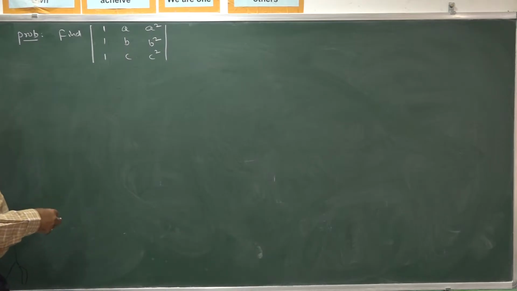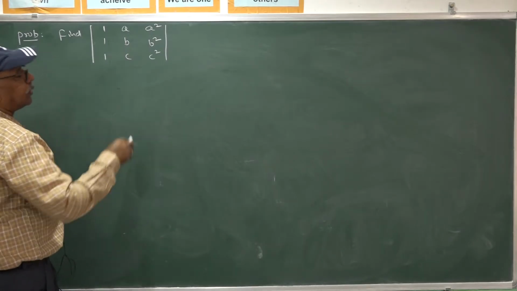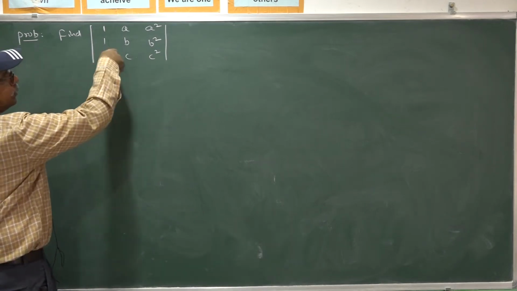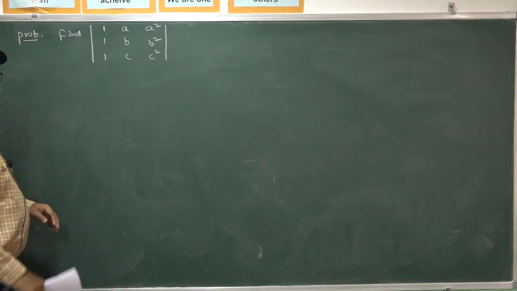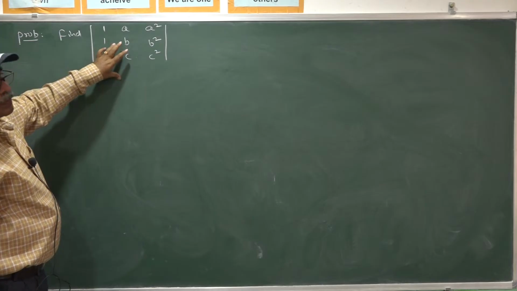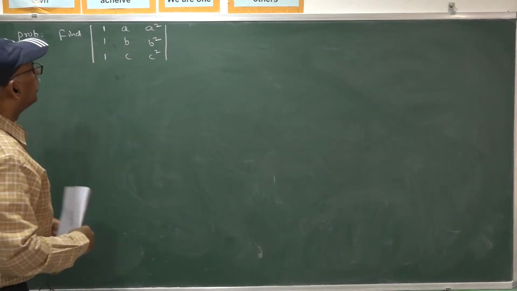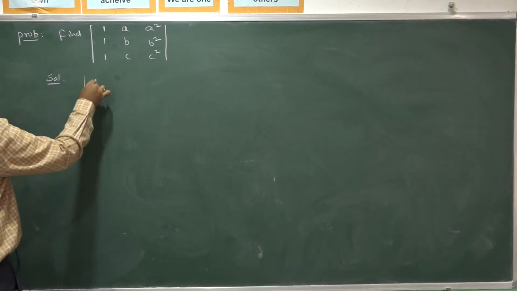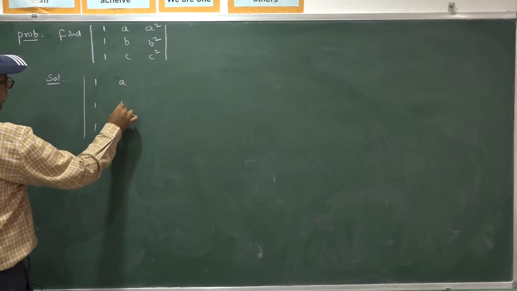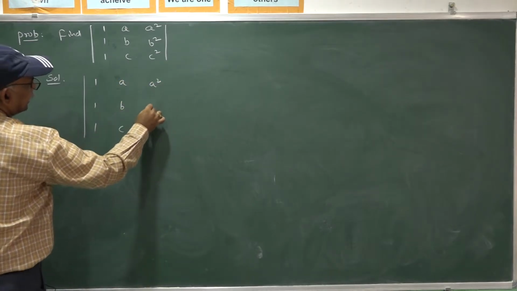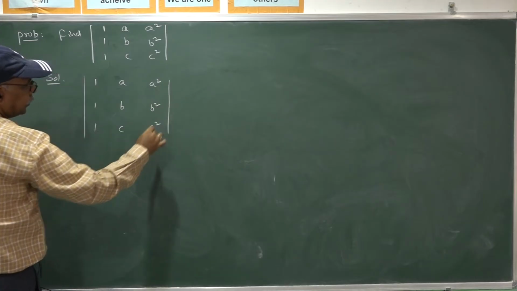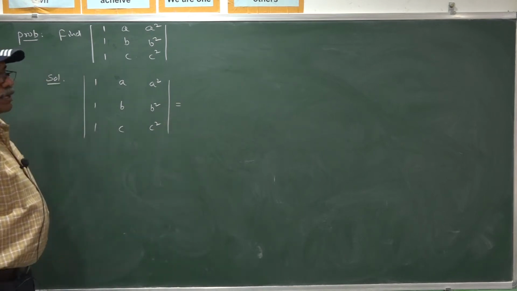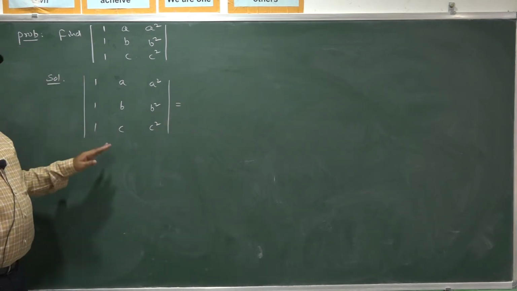To evaluate such determinants, make the maximum number of elements zeros. Once you make the maximum number of elements 0, evaluation of the determinant becomes easy. So, to make the maximum number of elements of the determinant 0, here we will apply the transformations, either row transformation or column transformation.